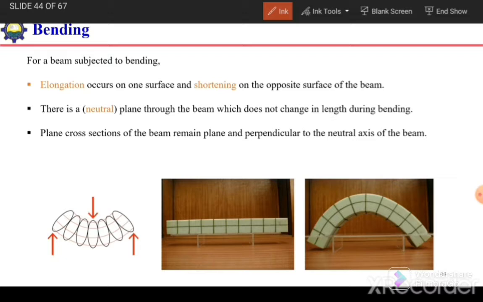We are going through the revision of some basic concepts. In this video, we will start from the bending. So what is bending? Or what happens when bending occurs in structural beams?